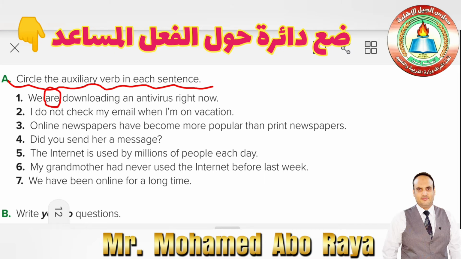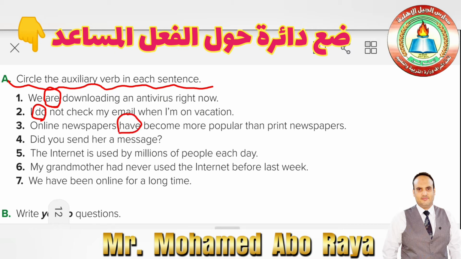Number two, I don't check my email when I am on vacation. The auxiliary verb here is do. Number three, online newspapers have become more popular than print newspapers. The auxiliary verb here is have.